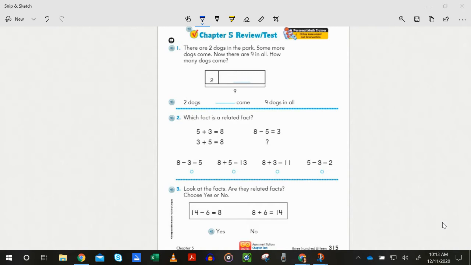So here we go. Number 1, there are 2 dogs in the park. Some more dogs come. Now there are 9 in all. How many dogs come? Okay, so you can put it both here in the bar model and also down here in the sentences. 2 dogs, blank come, 9 dogs in all.